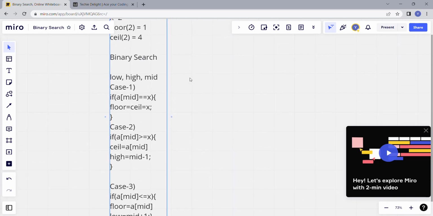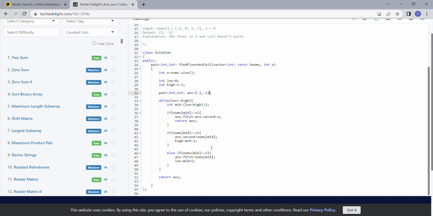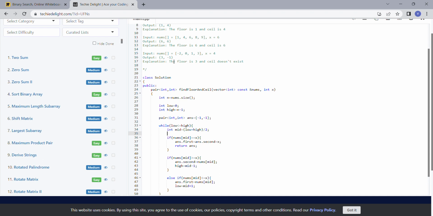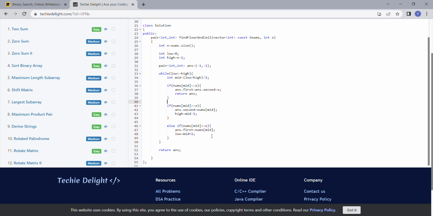This is what we discussed till now, and now let us see the code. We have declared n as the size of the array, then low and high, and we need to return a pair. So we have taken a pair called answer and initialized it with -1, because if any element is not present, we have to return -1, right? This is just the same code I have written. If nums[mid] equals x, then simply return it, or else these are the two other conditions. I think it is easily understandable.